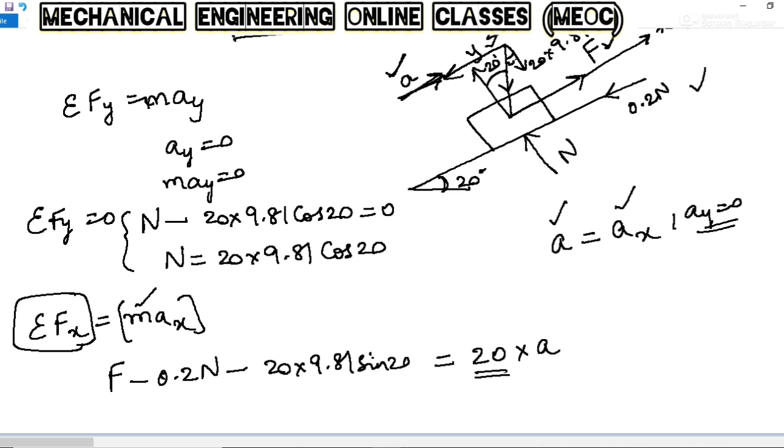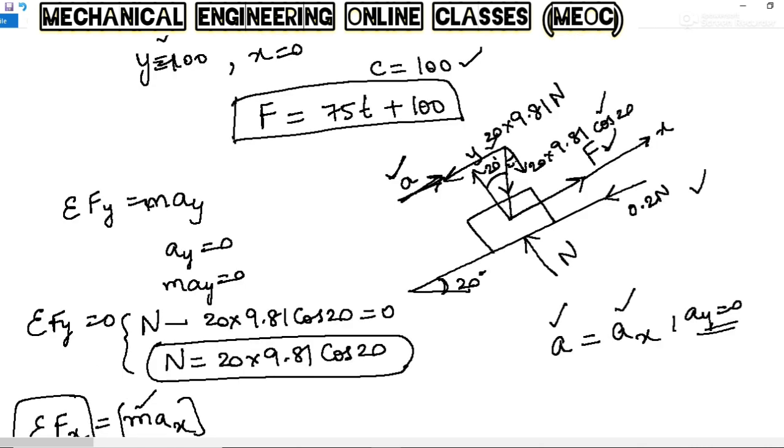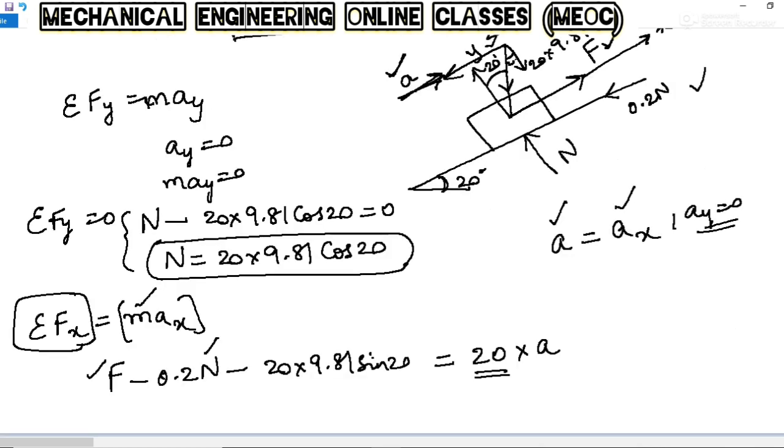Now we know the value of N from sigma Fy equal to 0. N is known to us. We know N as 20 into 9.81 cos 20. So let us write all the terms here. F is also known to us. F in terms of t we have already found. F is nothing but 75t plus 100.